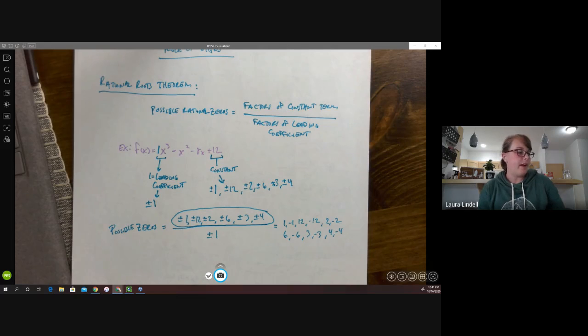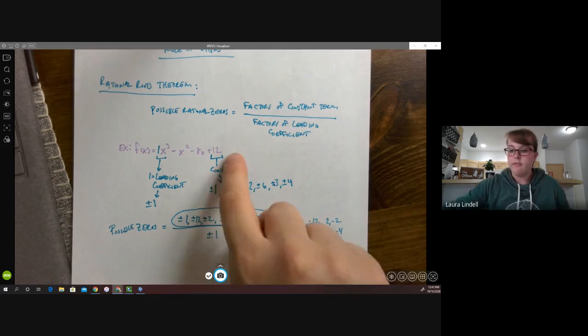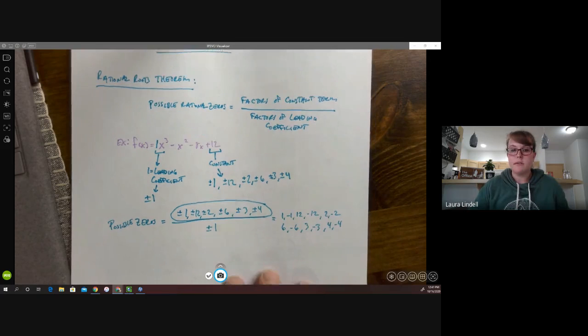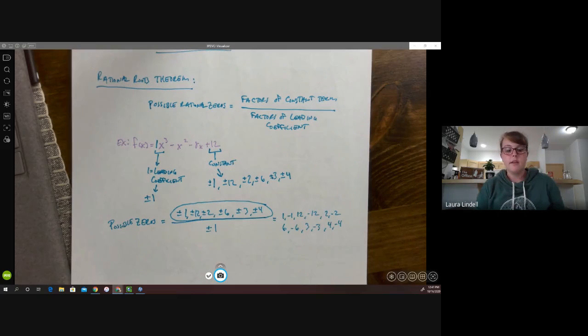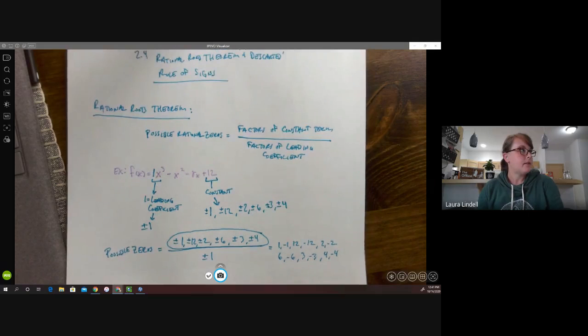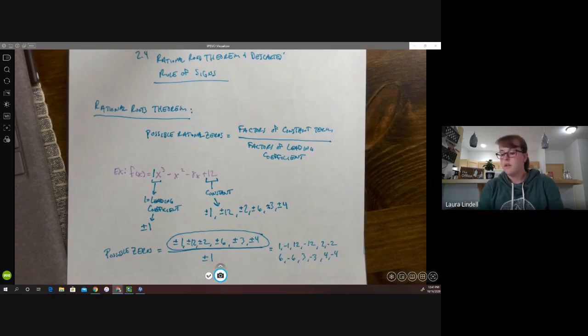But yeah, finding all of the zeros using the rational roots theorem is not all that helpful when you have something that has a lot of factors. If your constant term is something that doesn't have a lot of factors, then that's another case where it might be easy to find the roots using the rational roots theorem.